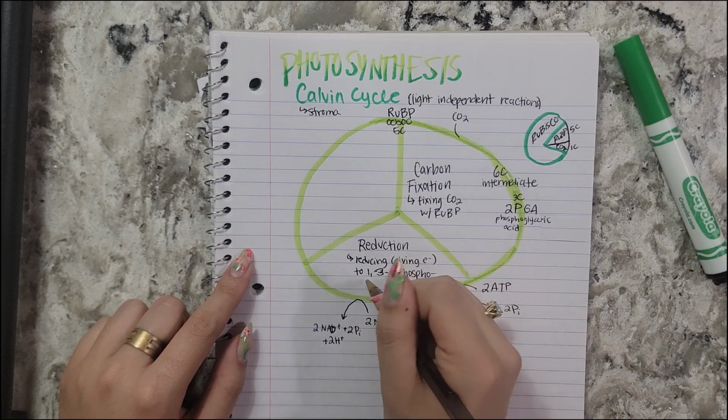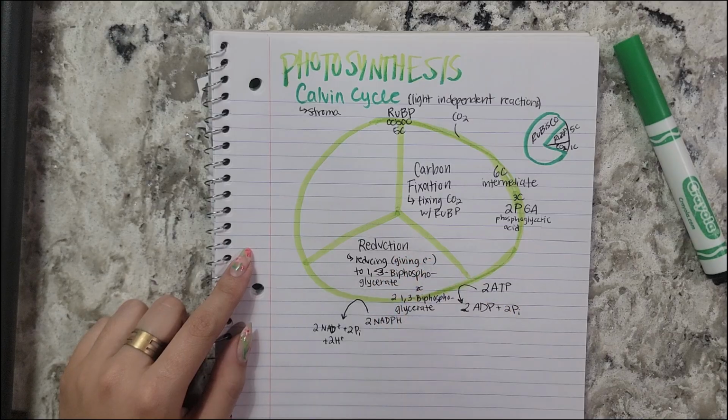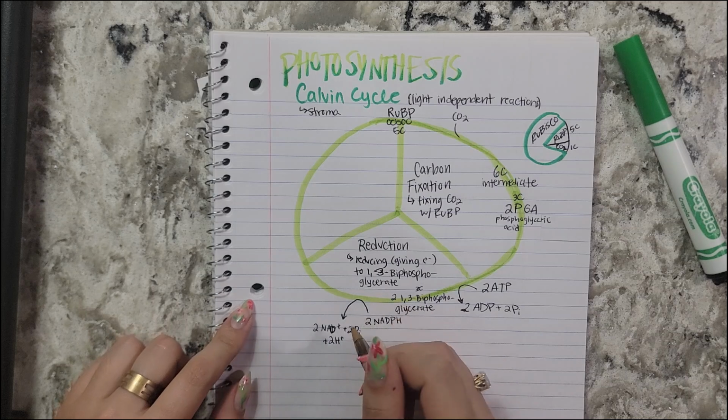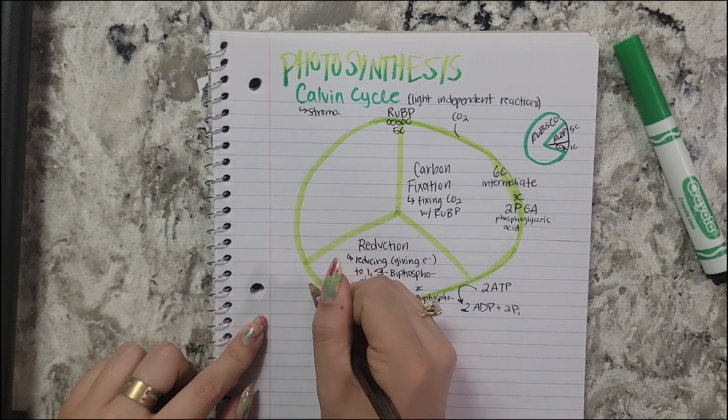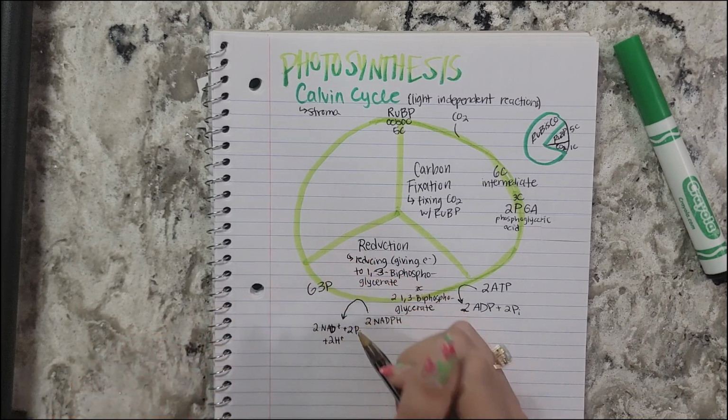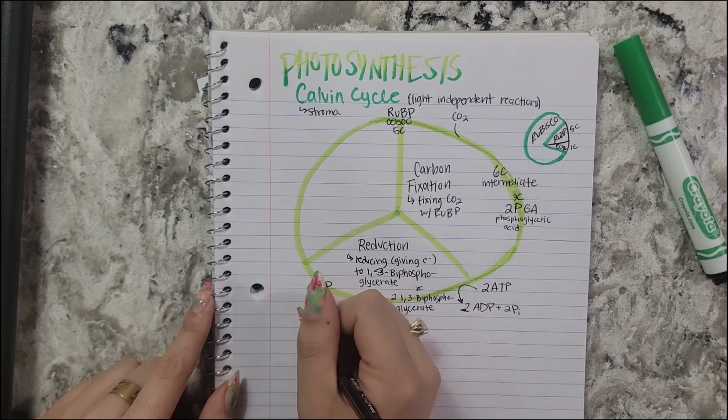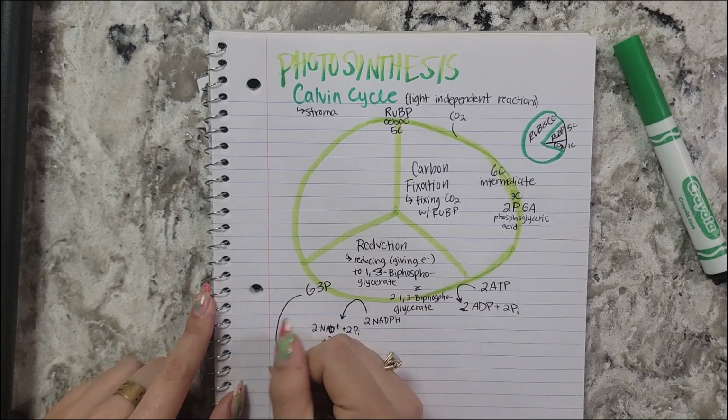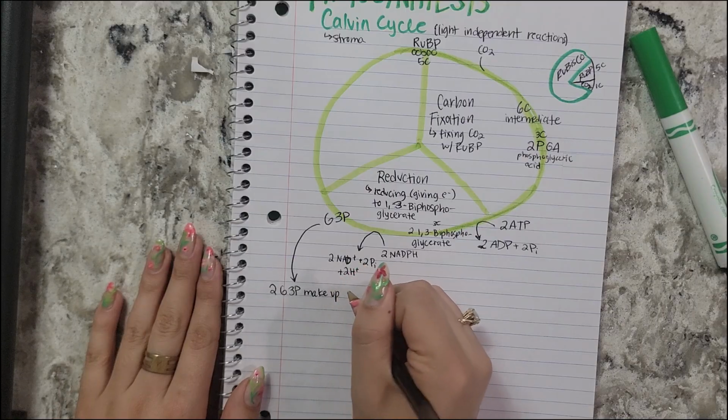I don't have room here. Glycerate. Cool. Okay, now that we've done that, we make this thing called G3P. And we love G3P because G3P is going to help us make glucose. So 2 G3P molecules can make up 1 glucose. And that's another reaction, but we don't need to talk about that.